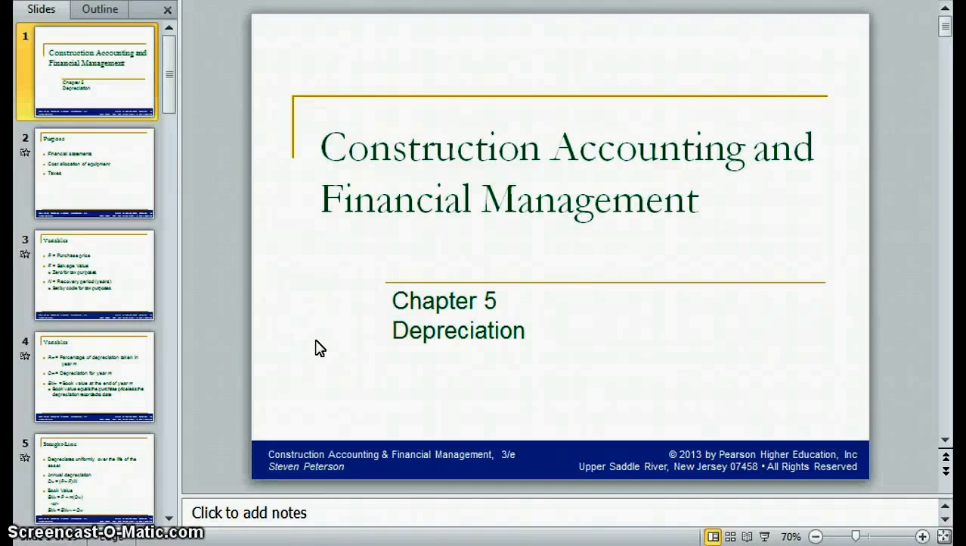Chapter 5, Depreciation. Depreciation is considered the loss of value of a piece of equipment or real property.